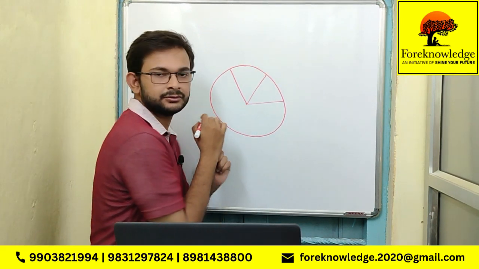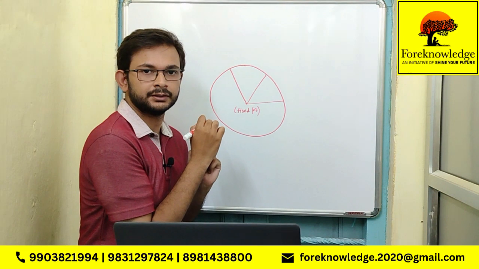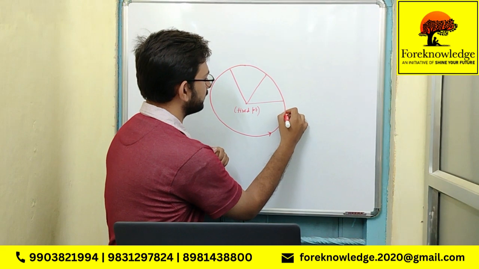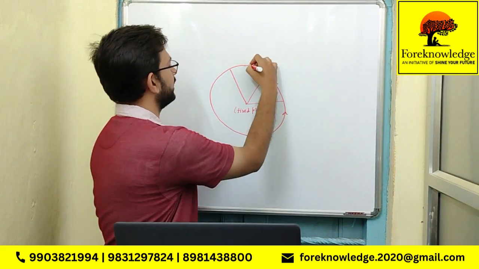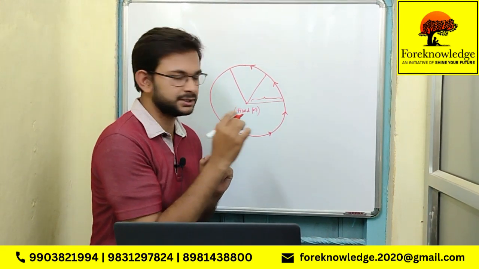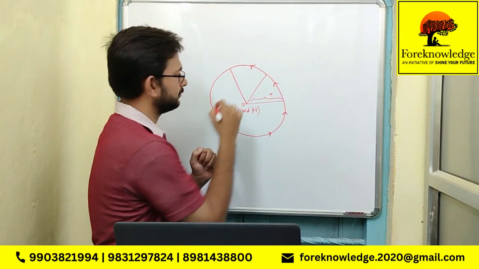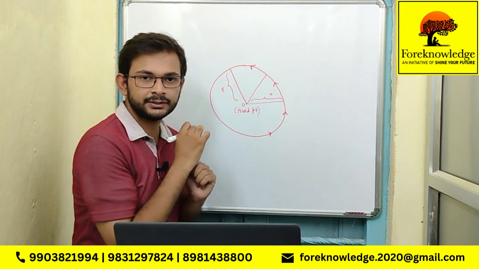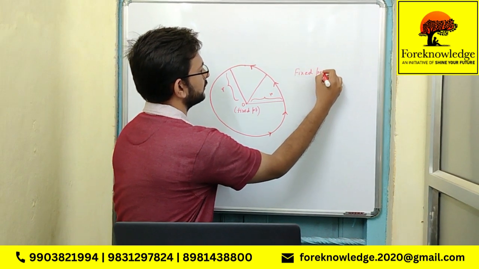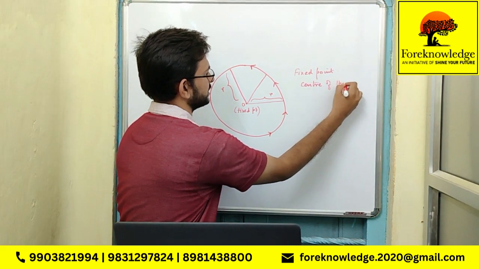So this is the fixed point. This is the point of movement. This is the path of movement of the point. This is how the point is moving in the path, maintaining a fixed distance or a constant distance from this fixed point O. This distance we denote by R, and this fixed point we denote as the center of the circle.